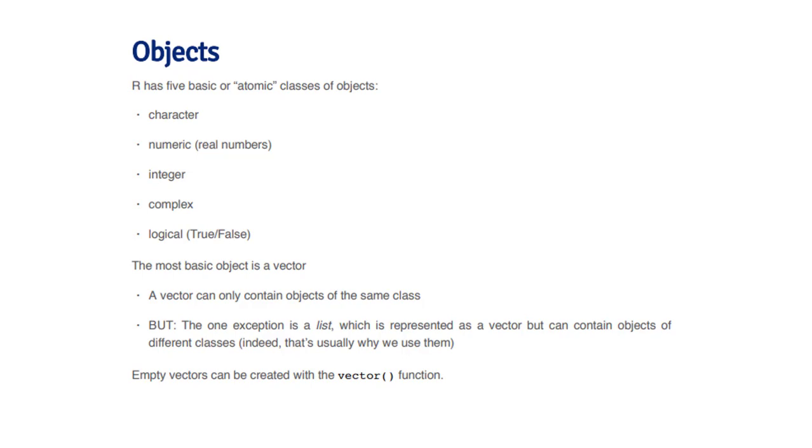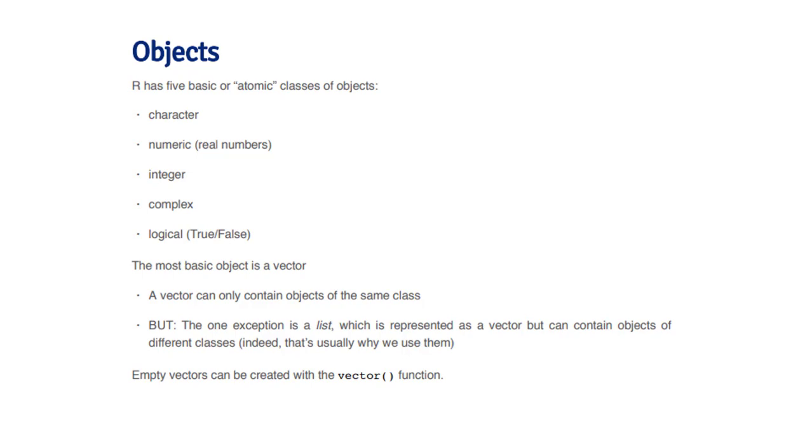The most basic object in R is called a vector, and a vector can contain multiple copies of, for example, a single type of object. So you can have a vector of characters or a vector of integers. One thing you cannot do with a standard vector is have mixed types of objects. You cannot have a vector of characters and numerics, or numerics and integers, or integers and logicals. Everything in a vector has to be the same class.